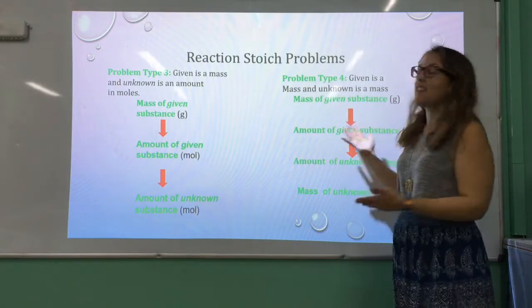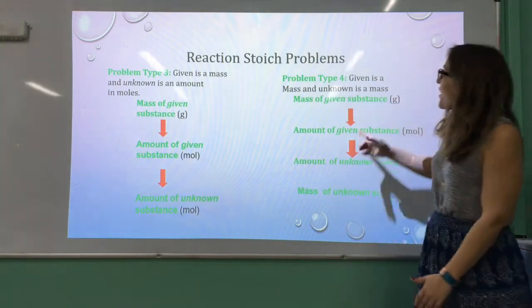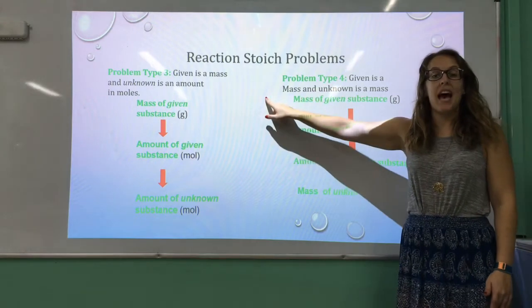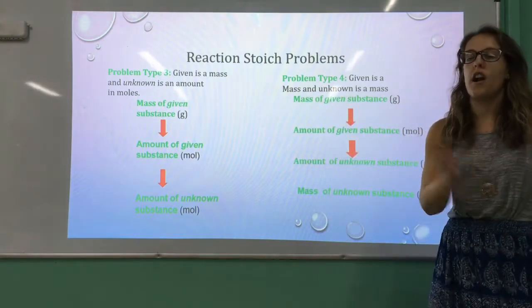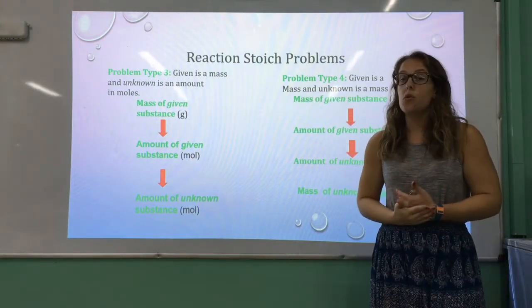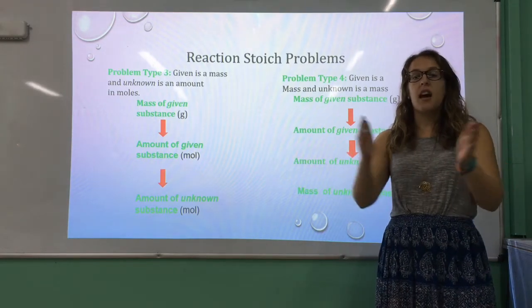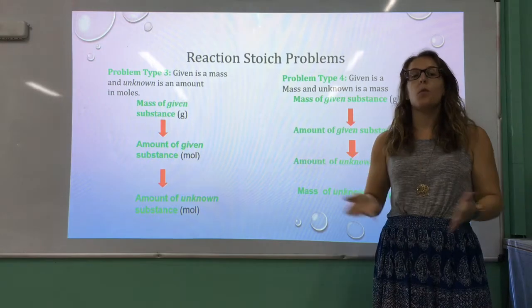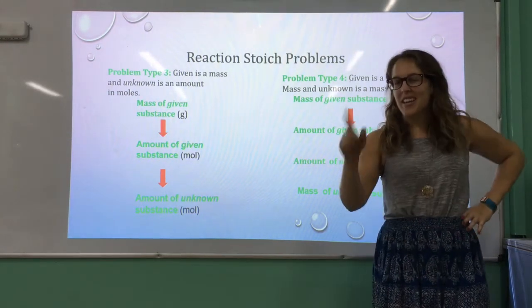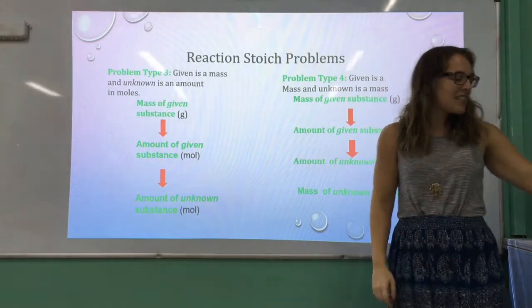Then there's another one. Oh man, look at that. So we have a given amount in mass. We are taking this one step further, and then we want the unknown in mass, but we can't just jump from grams to grams. How do we get from grams to grams? We use the mole ratio. See how important that is, guys?